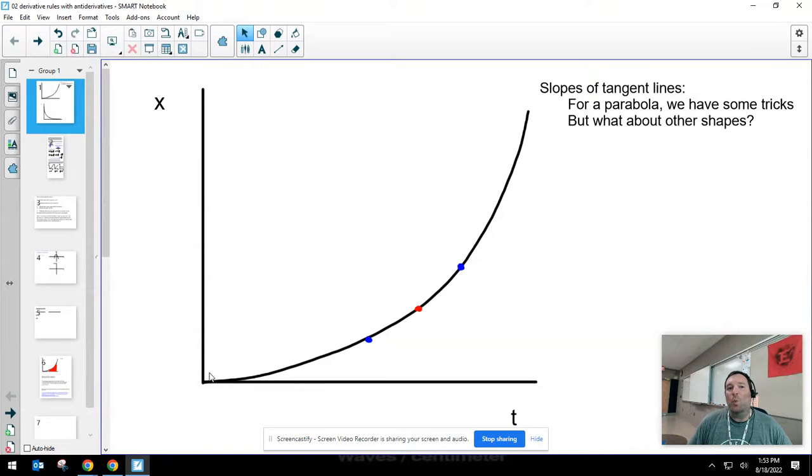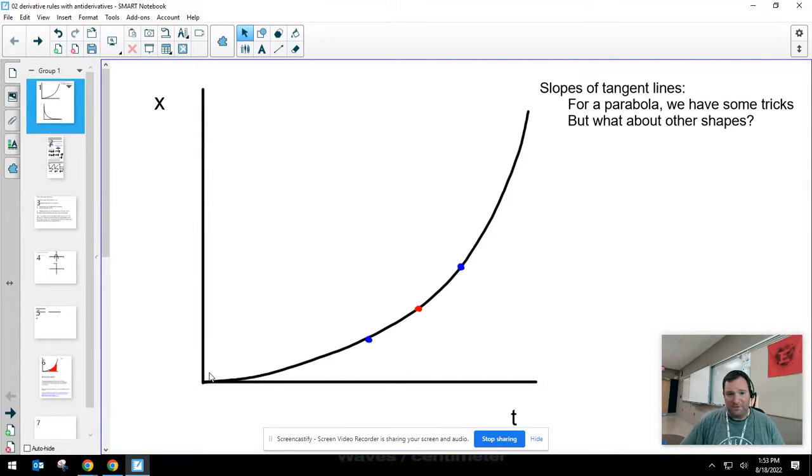But what about when our graphs aren't straight lines? That's what I want us to think about now. If we are finding the slope, and we've thought about it with slopeometers before, if we put our slopeometer at various points along the graph, then that slopeometer is showing us the slope of the tangent line. And that is a nice way of thinking about how the slope is changing.